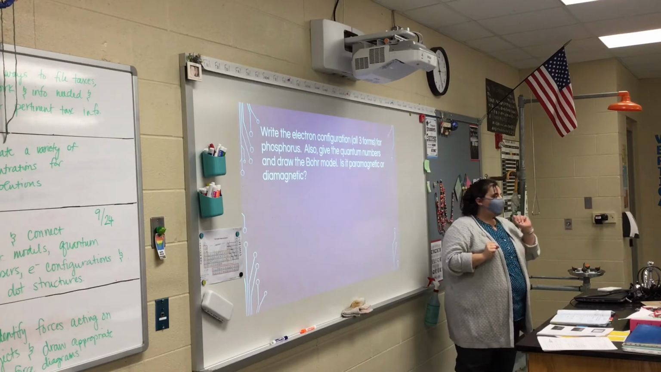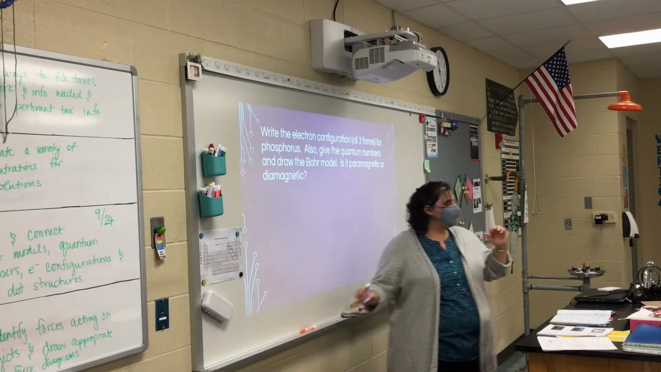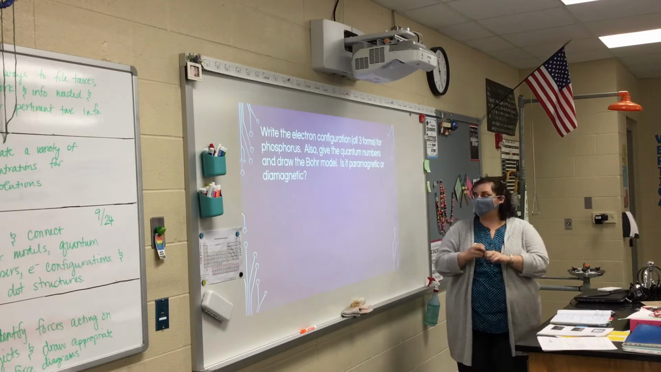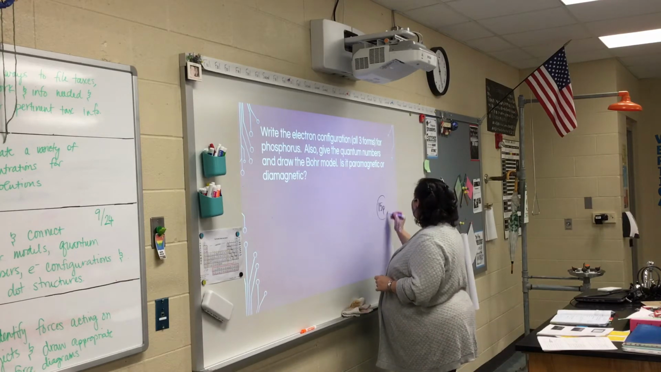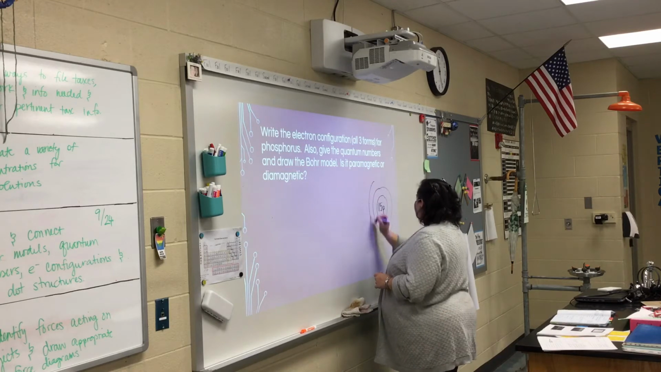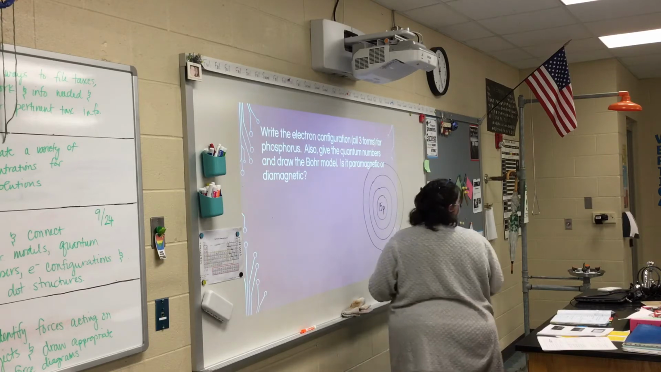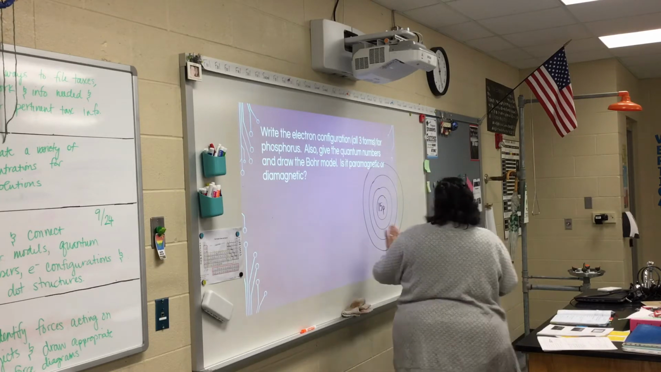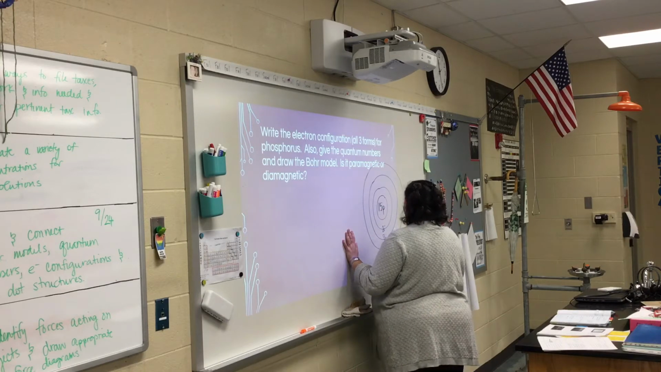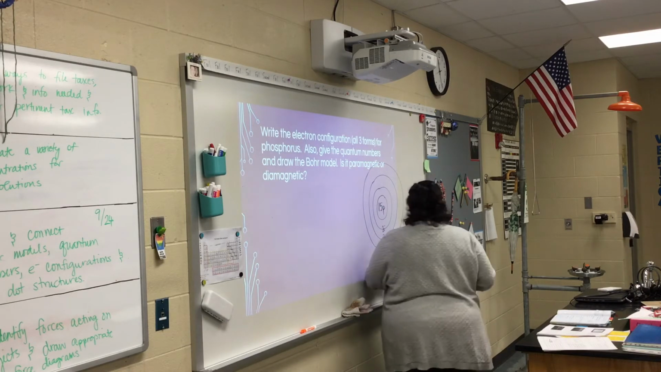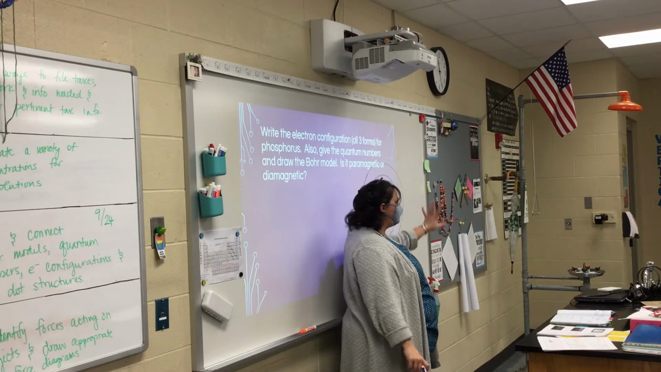Bohr model. That's good. That's where I would start too. So, how many protons and electrons does phosphorus have? 15. So 15 protons. And what energy level is it in? 3. Energy level 3. So I need 3 rings, right? And then it's got 15 electrons, so 2, 8, and 5. Is that correct? Questions about the Bohr model?